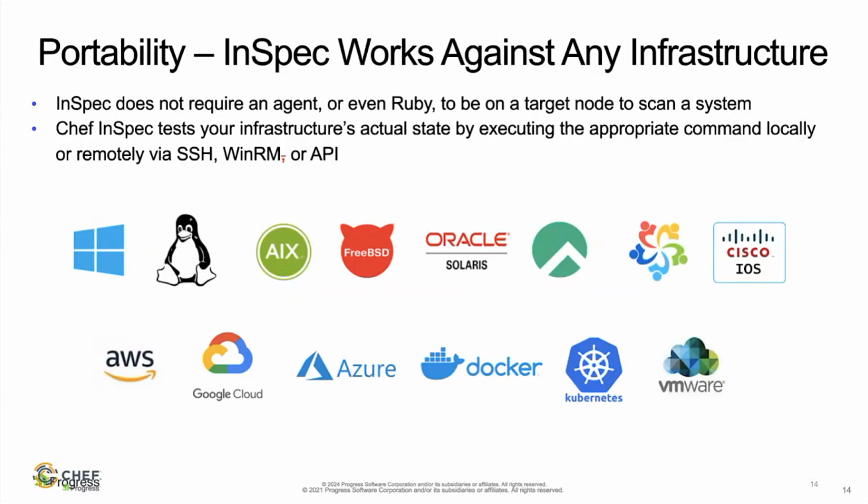Now let's see how InSpec can be targeted across different platforms. One of the key USPs for InSpec is that it's an agentless model. You can install InSpec on the workstation or desktop, and you can target different environments like Windows, Linux, AIX, Solaris, and Cisco IOS. We also have train support for AWS, GCP, Azure, Docker, Kubernetes, and VMware. So InSpec can be targeted on all these platforms.